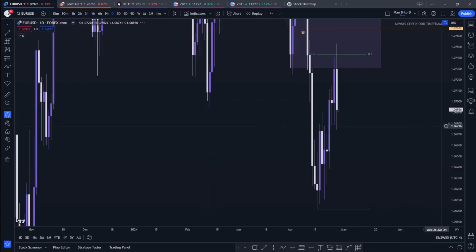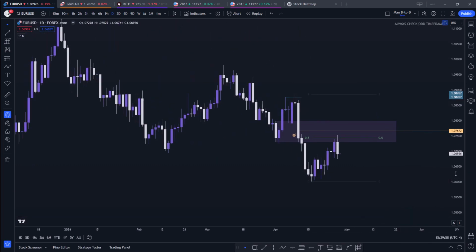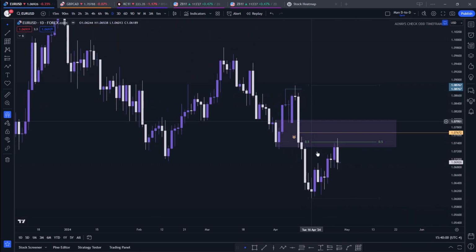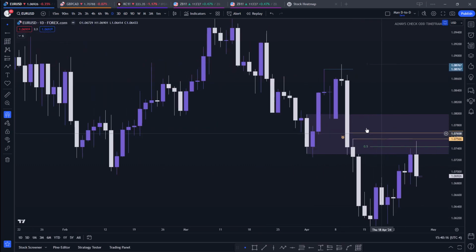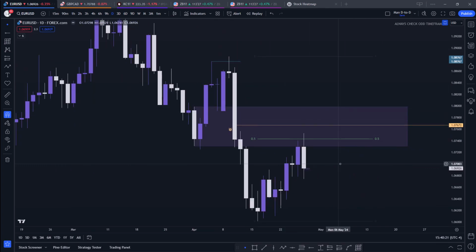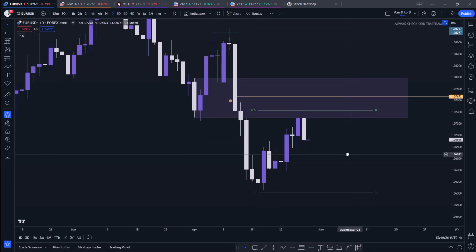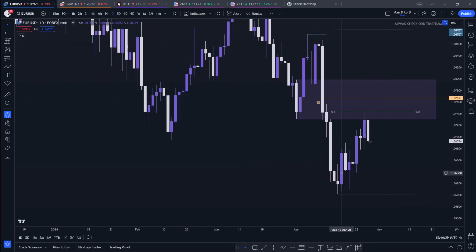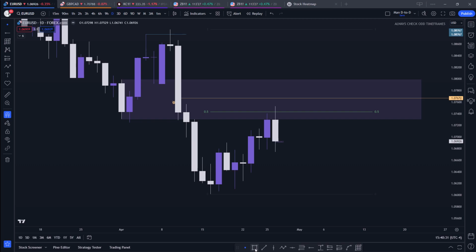On euro dollar though, we did trade up into premium. We traded up into the 0.5, which is the 50% of this range from the high to the low premium, but we did not trade into this inefficiency from a daily time frame. The sell side imbalance, buy side inefficiency residing right there. We didn't trade up into it, so that makes me feel that we may also push up one more time before continuing lower.